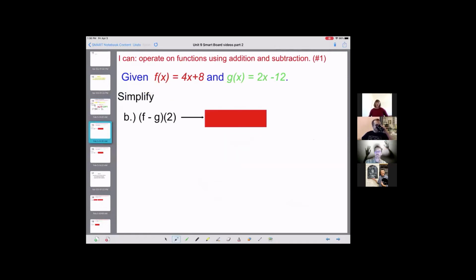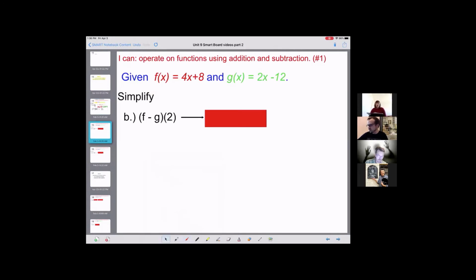But Mr. Craig, they can't all be that easy. We need to take a look at subtraction. I know, but it's going to be okay. We have f minus g of 2. F of x is still the same function it was before. G of x is the same function it was before. But now we're going to subtract, and we're going to find the value for 2.